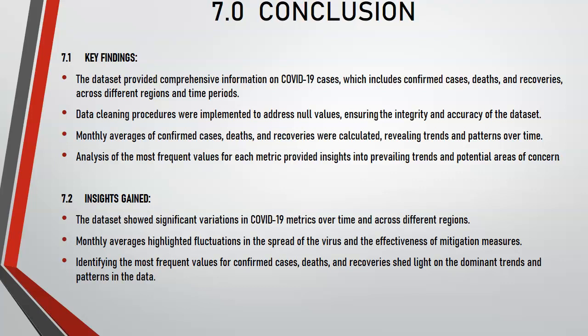Insights gained. The dataset showed significant variation in COVID-19 metrics over time and across different regions. Monthly averages highlighted fluctuations in the spread of the virus and the effectiveness of mitigation methods. Identifying the most frequent values for confirmed cases, deaths, and recoveries shed light on the dominant trends and patterns in the data.